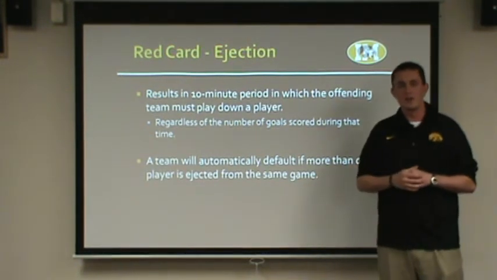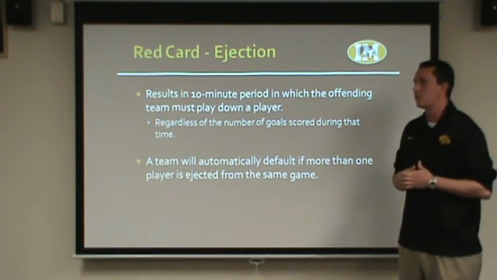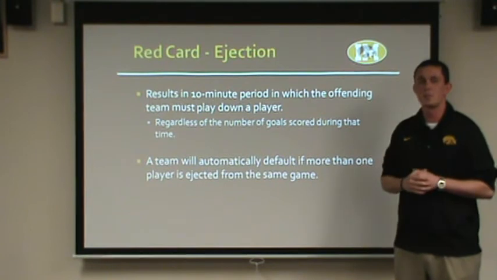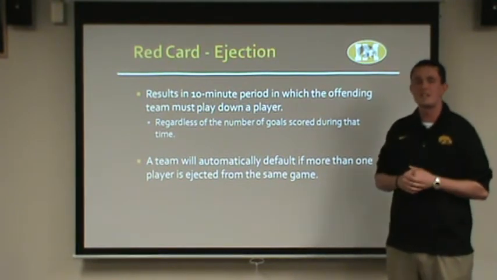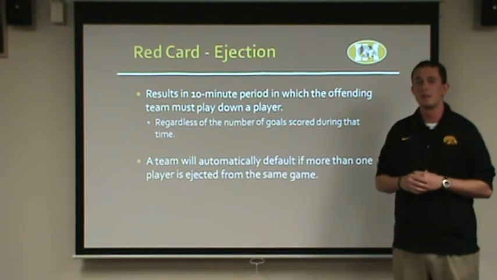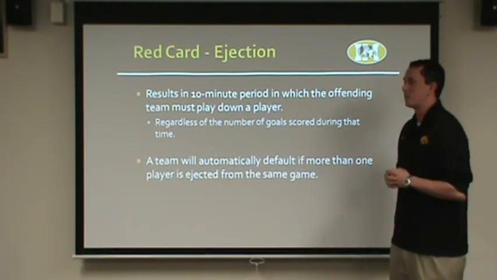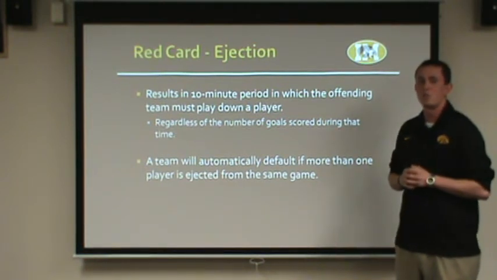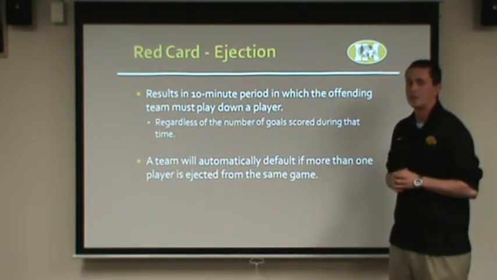If there is a red card issued to someone on your team, it results in a 10-minute period in which the offending team, the team that got a player ejected, must play down a player. Regardless of the number of goals scored during this time, you're going to play down a player for that 10 minutes. A team will automatically default the game if more than one player is issued a red card during the same game.